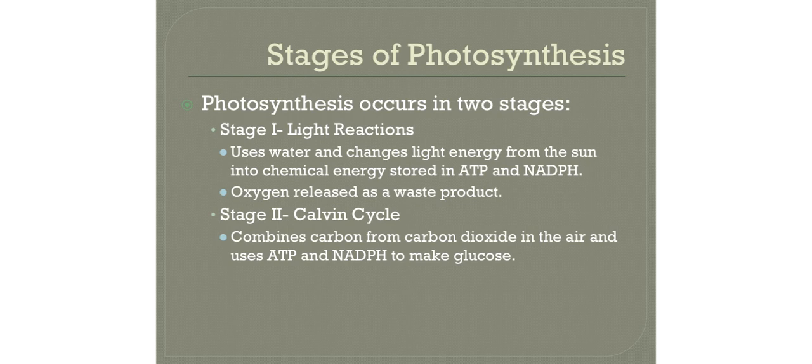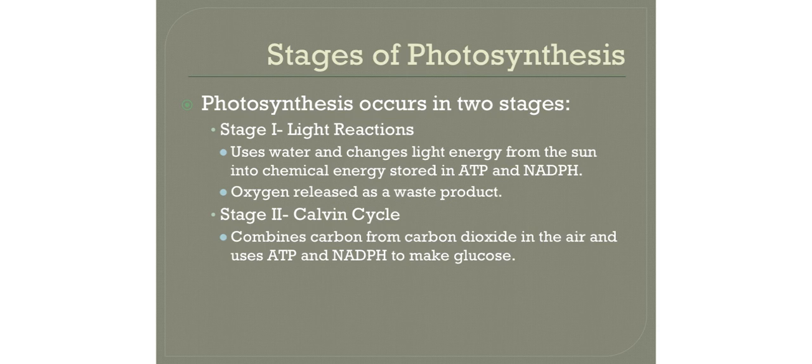All right, so a brief synopsis of photosynthesis is that it happens in two stages, and in two different places, but both are going to happen inside of what's known as the chloroplast, and we'll talk about that in the next slide. There are two stages. One is known as the light reactions. If it's called light reactions, it probably requires light. So in this stage, we need the sunlight. This is where we use water and change light energy from the sun into chemical energy stored in ATP and a molecule known as NADPH.